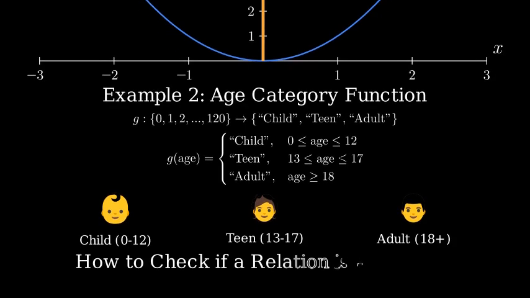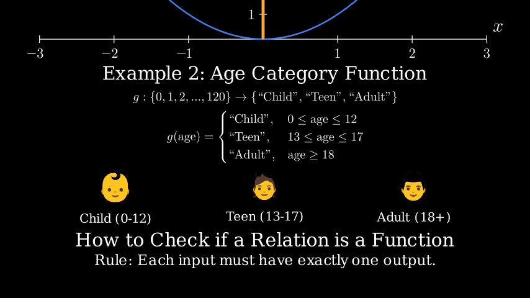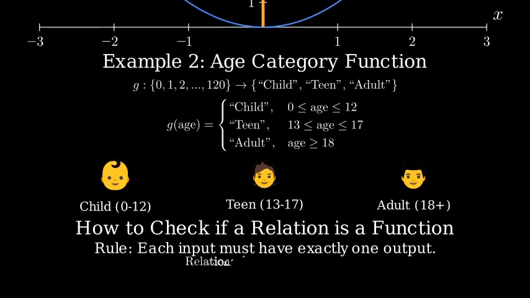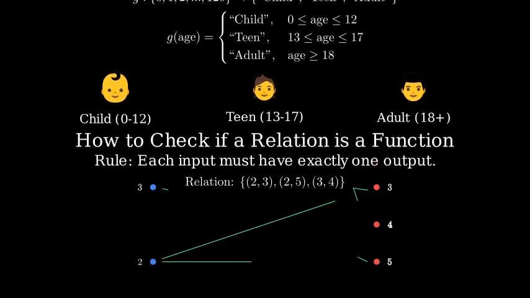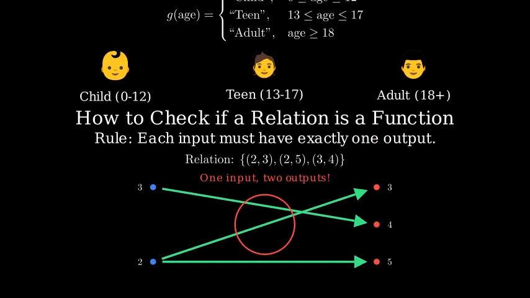Now, let's learn how to determine if a relation is actually a function. There's a simple rule. A relation is a function if and only if each input is paired with exactly one output. Let's look at a non-example. This relation is not a function because the input 2 is paired with two different outputs, 3 and 5.